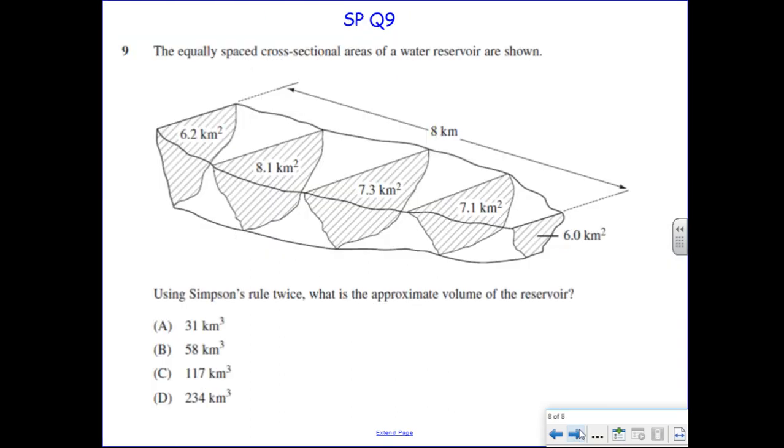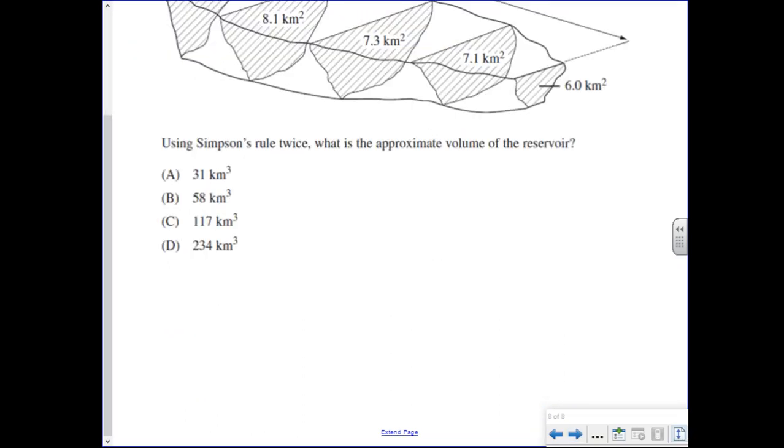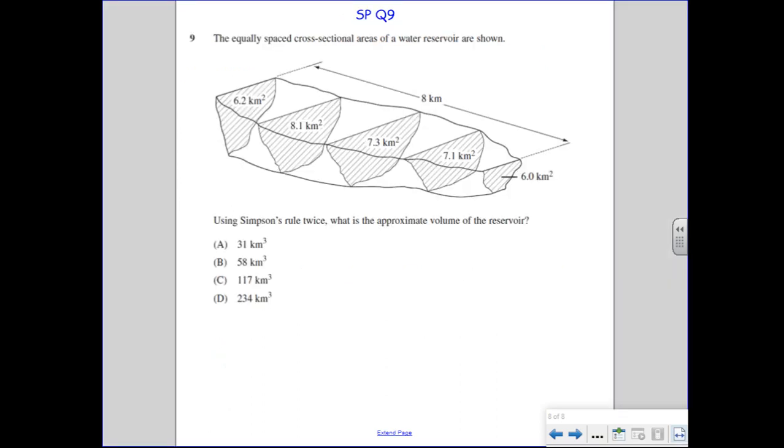And then lastly, this question here involves two usages of Simpson's rule. So it's a bit of a long question for what is really only 1 mark. It's a bit annoying in that regard, but we'll just do it anyway. But the main thing you need to do is realize that it says we want to use Simpson's rule twice, right?